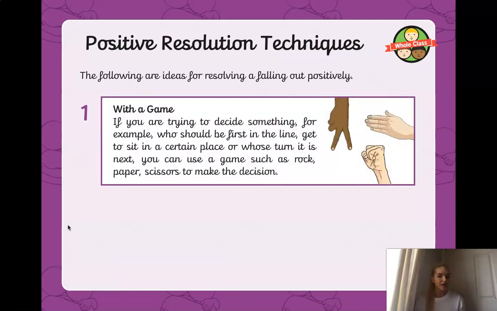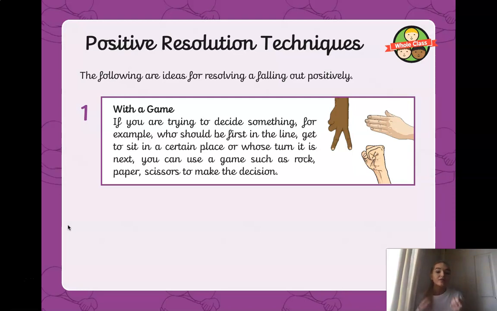So if you're trying to decide some things, for example, who should be first in line, which often happens when we're on our way back into the classroom after break, who gets to sit in a certain place or whose turn it is next in the game, you can use a game to decide, such as rock, paper, scissors. So if you don't know that game, you can go 1, 2, 3, and then you either choose rock, paper or scissors. So if one of you chooses rock and scissors, that person wins, and vice versa. You probably know how to play that game.